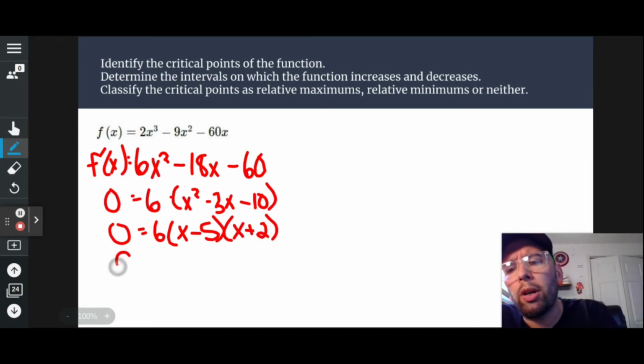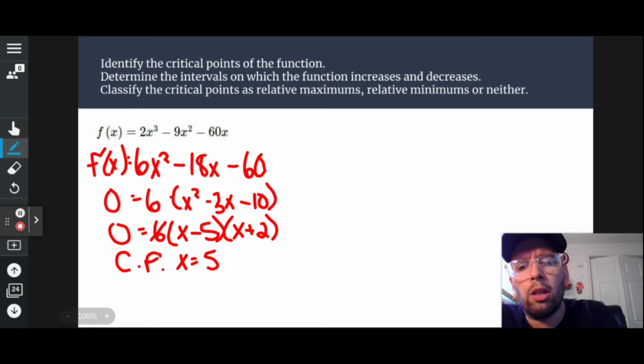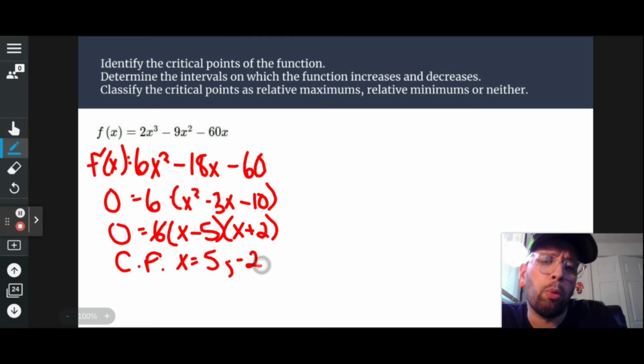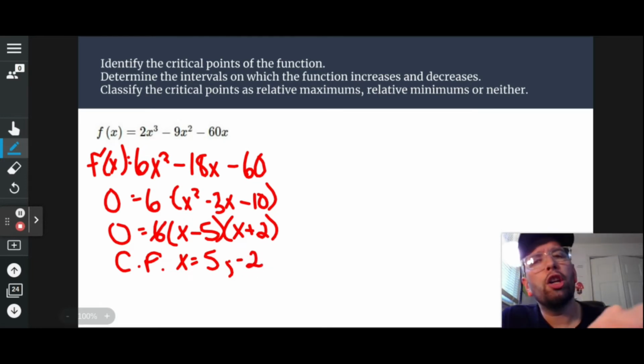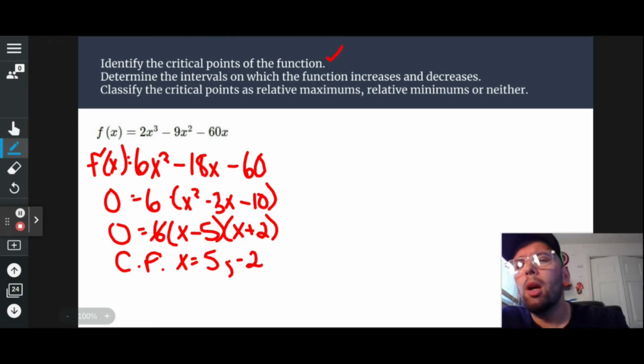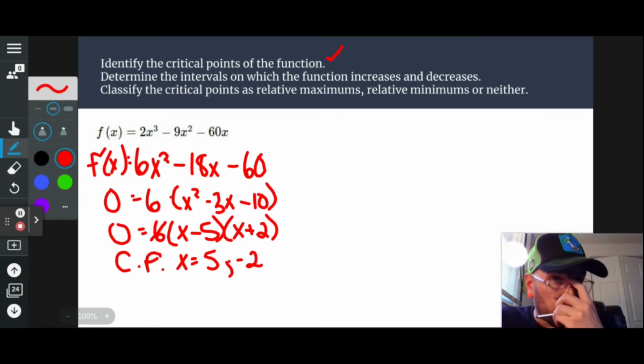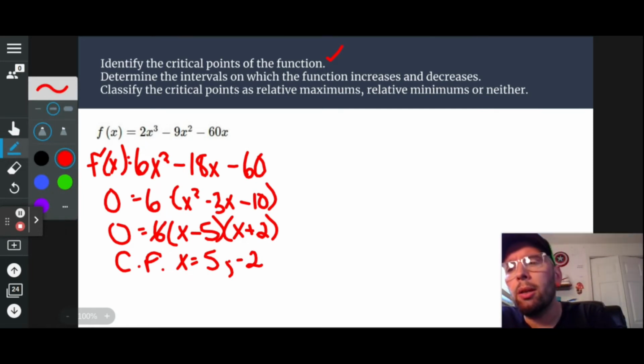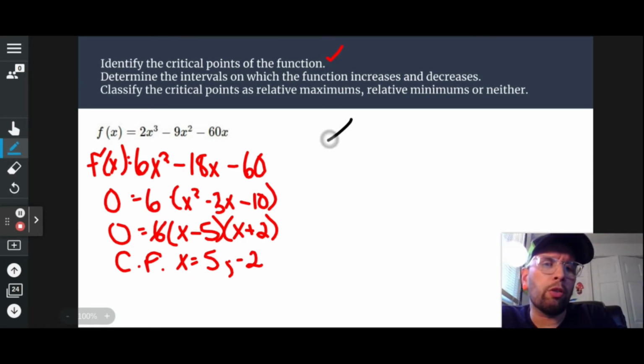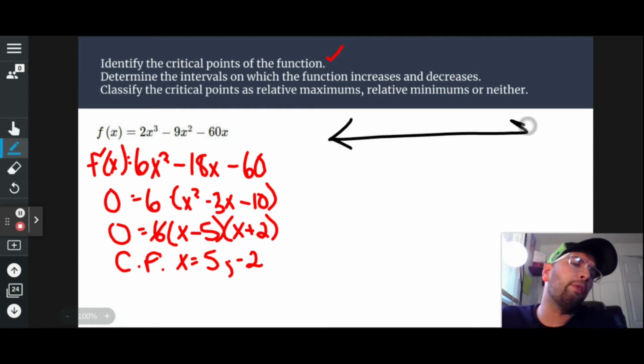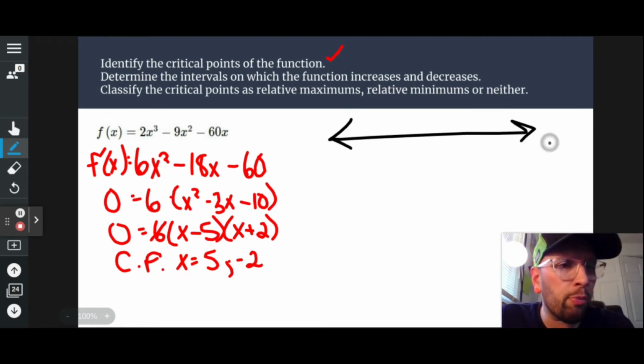So my critical points are going to be: set that equal to 0, nothing. Set that equal to 0, add 5, x is 5. And set that one equal to 0, subtract 2, negative 2. So those are my critical points. Okay, check. Now to determine the intervals for which the function is increasing or decreasing, we're going to make ourselves a sign graph. So we have f prime here.